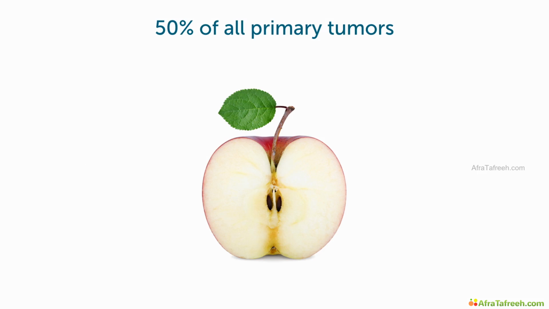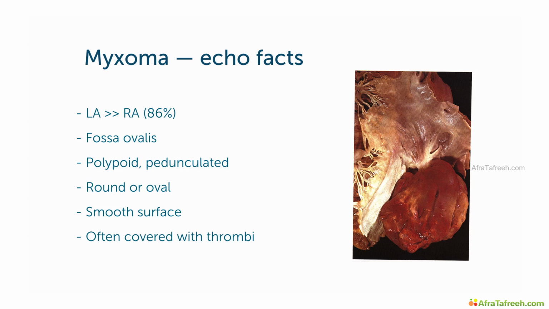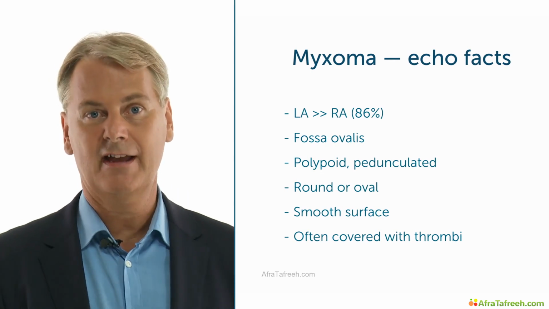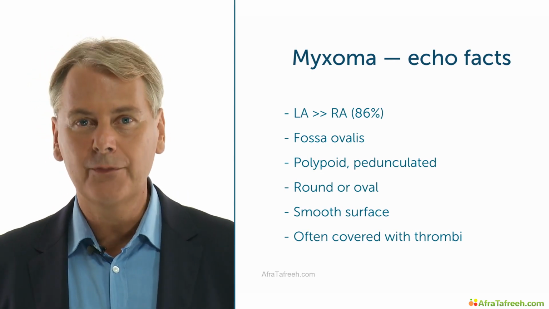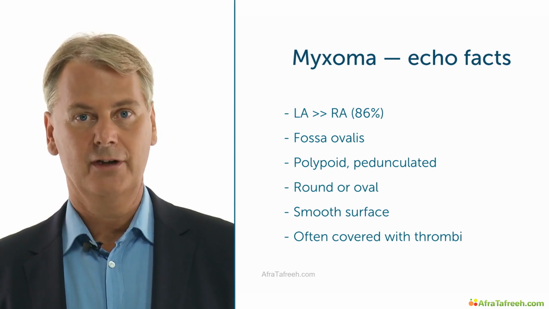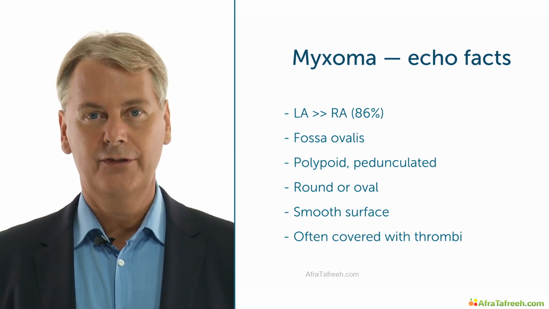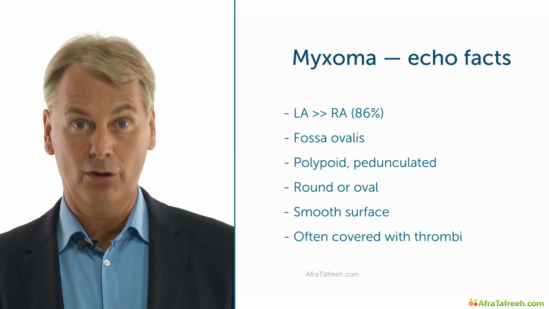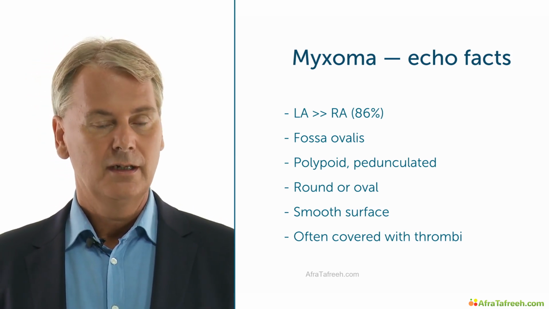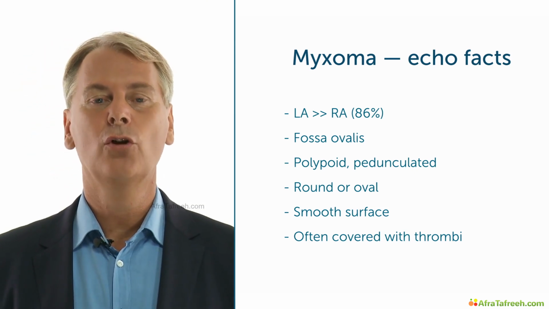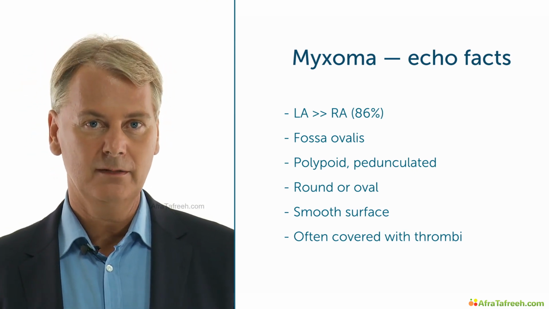50% of all primary tumors are myxomas. So myxomas are most commonly present in the left atrium, approximately 86%, but you can also have them in the right atrium, but even in other parts of the heart as well, but very rarely. They are usually located in the fossa ovalis, where they arise as a pedunculated polypoid structure. They are usually round or oval, but you can at times find lobulated myxomas as well.